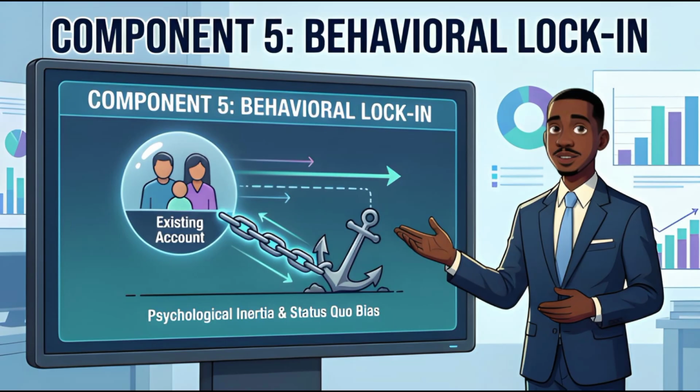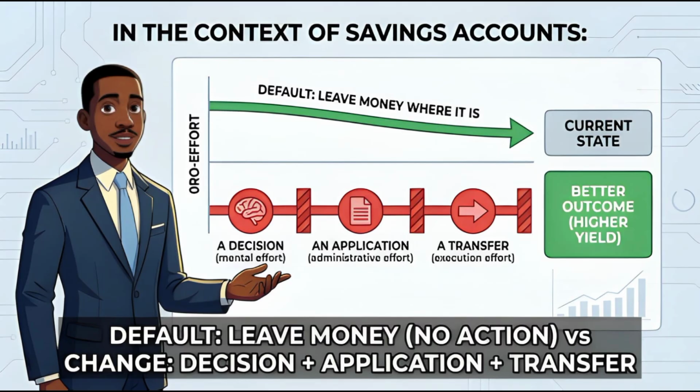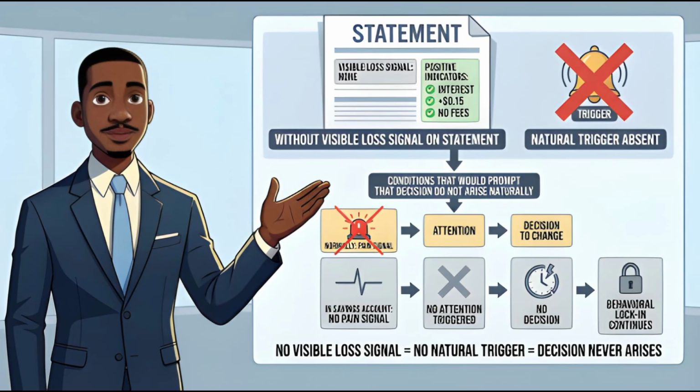The fifth component is behavioral lock-in. Behavioral economics research on status quo bias consistently documents that the default option, the one requiring no action, is the one most people retain indefinitely, including when superior alternatives are readily available. In the context of savings accounts, the default is to leave money where it is. Changing accounts requires a decision, an application, and a transfer. Without a visible loss signal on the statement, the conditions that would prompt that decision do not arise naturally.